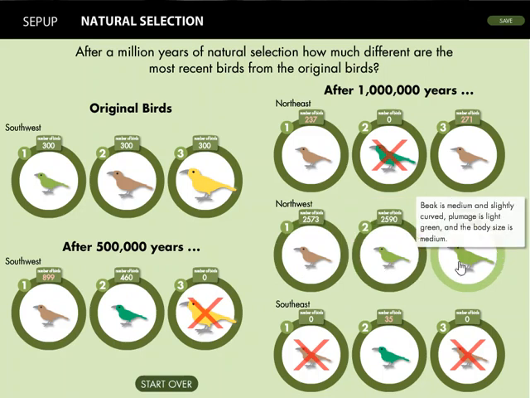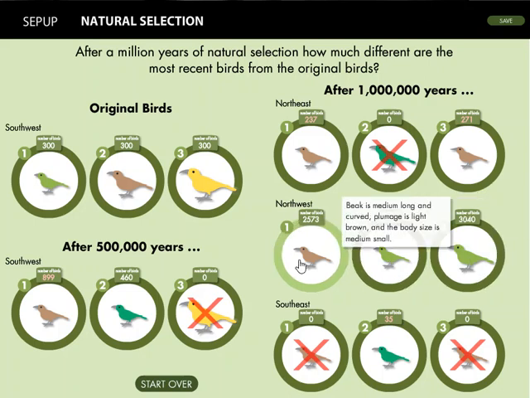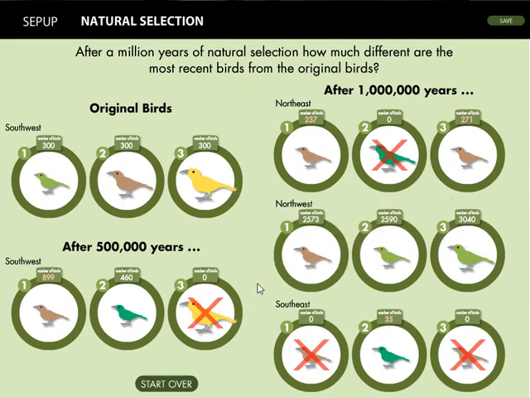And these three populations basically look the same with one difference in the body size. But the beak is medium and curved, medium slightly curved, medium long and curved. So they also evolved in a similar pattern to adapt to their conditions.